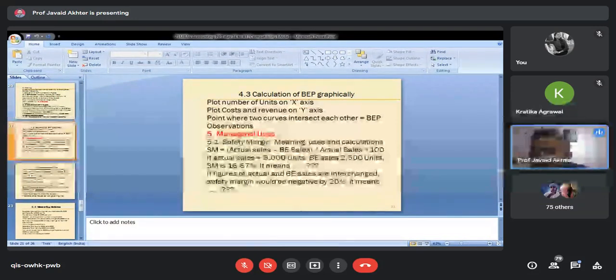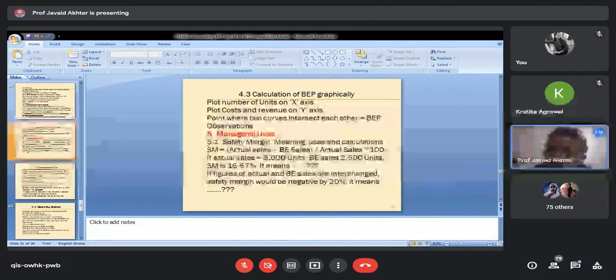I'll discuss them with you. The first of the managerial uses is the safety margin. I'll explain its meaning, how to calculate it, and how to interpret it. The word itself conveys the extent to which the firm is safe. When I say safe, I only mean in the context of profitability. How much is the firm safe? What is the cushion available to the company?